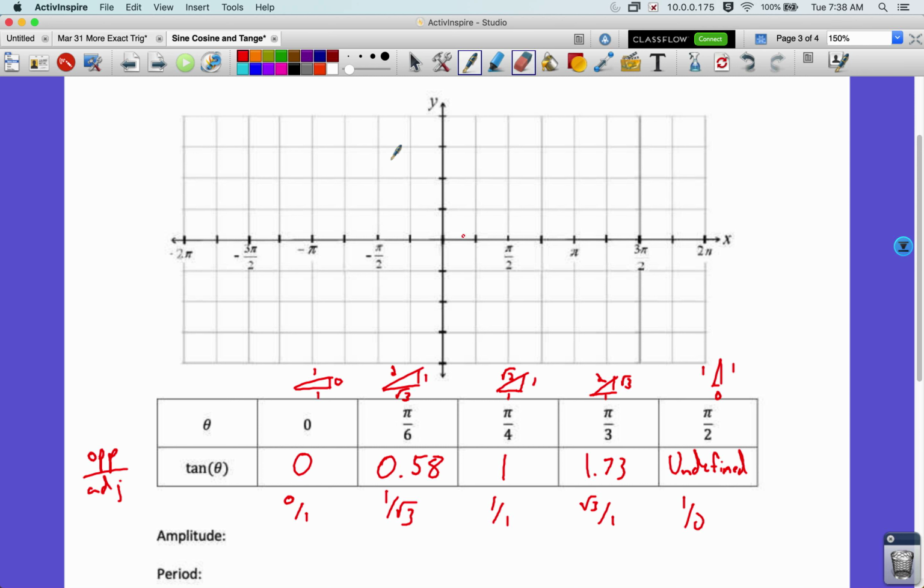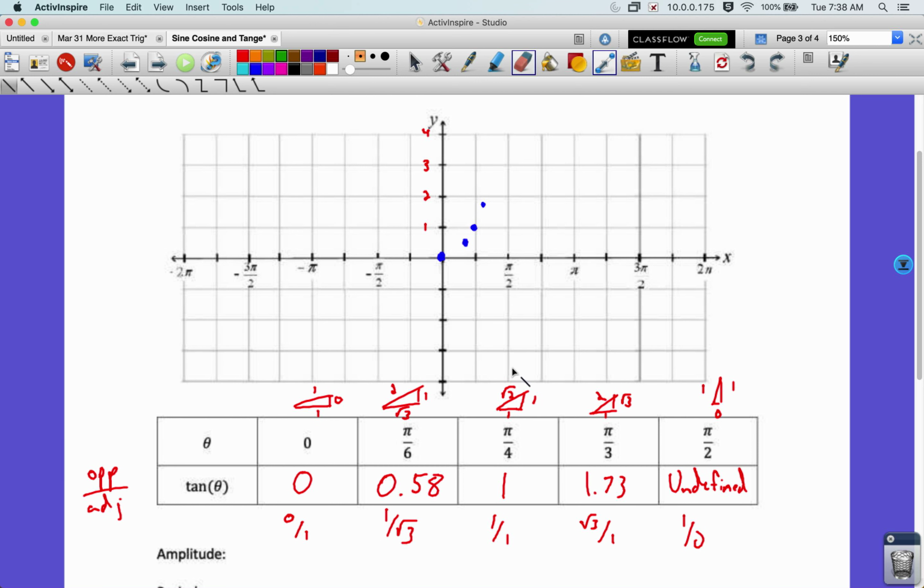So let's plot these. For y, I want to go now 1, 2, 3, 4 on my y-axis, because I can see I get higher than 1 with the tangent wave. Okay, so what it's going to do is at 0, we're at 0. At 30 degrees, we're at 0.58, so 2/3 of a box over, about a half box up. At pi over 4, we're at 1. And then at pi over 3, we're at 1.73. And then at pi over 2, we're undefined. And that's going to be a vertical dotted line. I need that to be dotted.